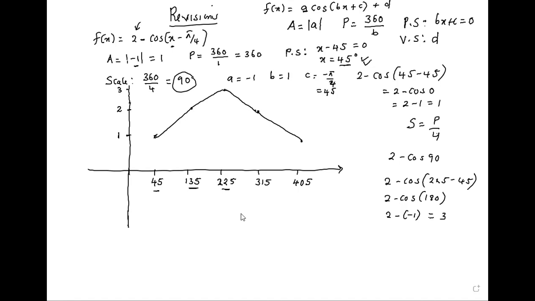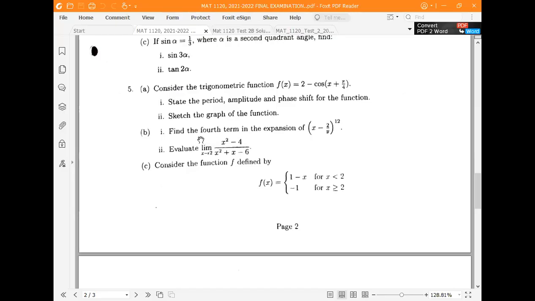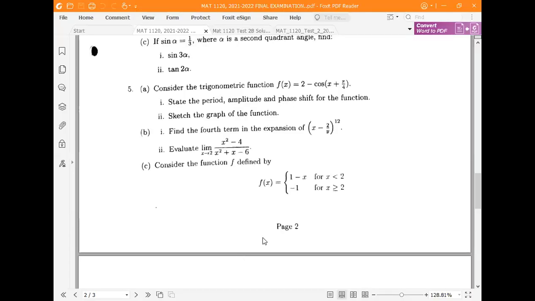Next, we go back to the question. Find the fourth term in the expansion of x minus 2 over y, the power 12. x minus 2 over y.